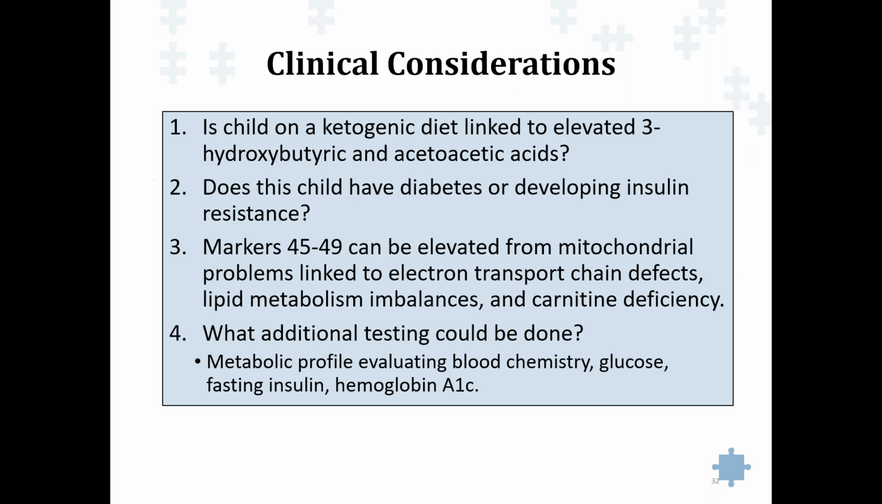So what are some additional tests that could be done? Well, we could do a metabolic profile, looking at blood chemistry, glucose, fasting insulin, hemoglobin A1C, if there was a concern, for example, of insulin resistance or developing diabetes. I think minimally walking away from this section, we could implement some L-carnitine supplementation to at least assist the cell and the mitochondria with transporting fats. But again, there's likely deeper things happening here.